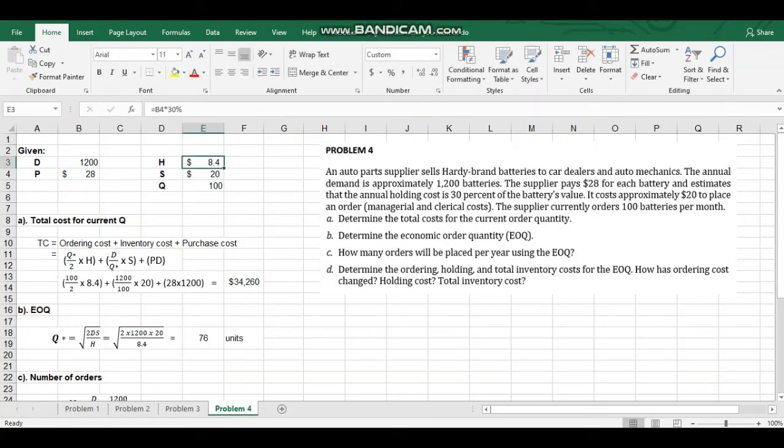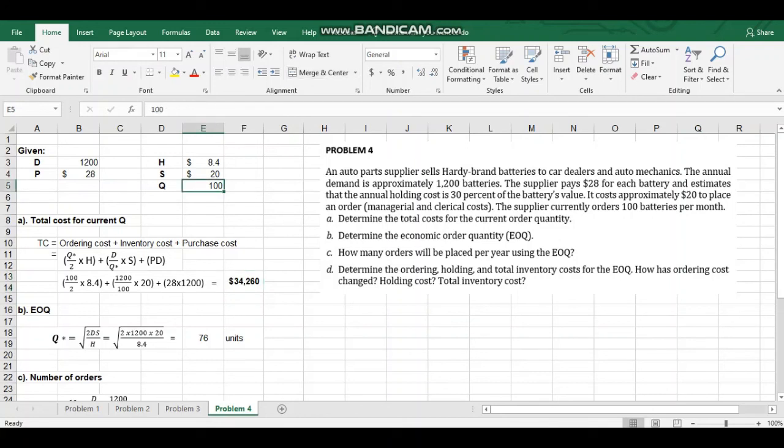$8.4, and then the annual demand is 1,200 units. Okay, and then Q is still the same 100, the ordering cost is $20, the price is $28, and the annual demand is 1,200 units. And then finally after we calculate this equation, we have $34,260 as our total cost. So this is the total cost if we are using 100 as our order quantity.